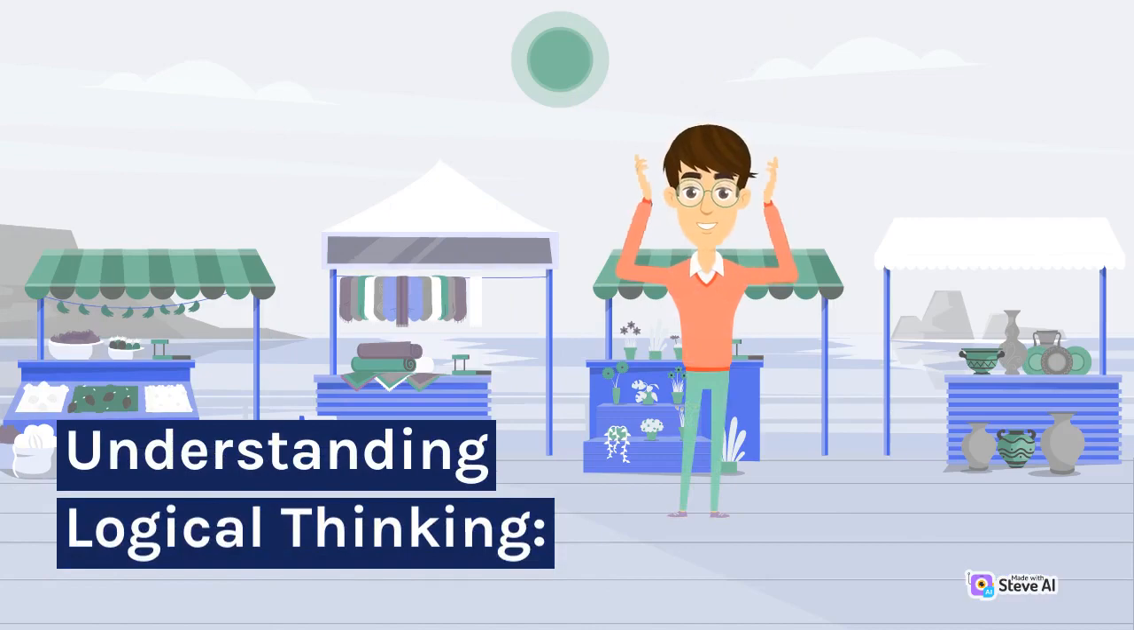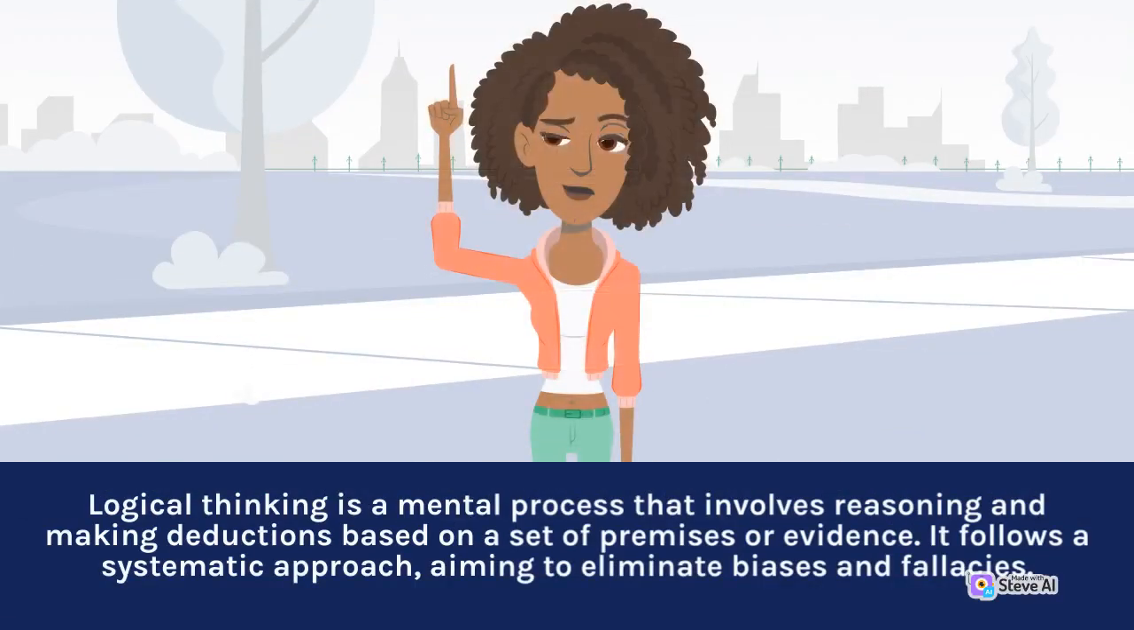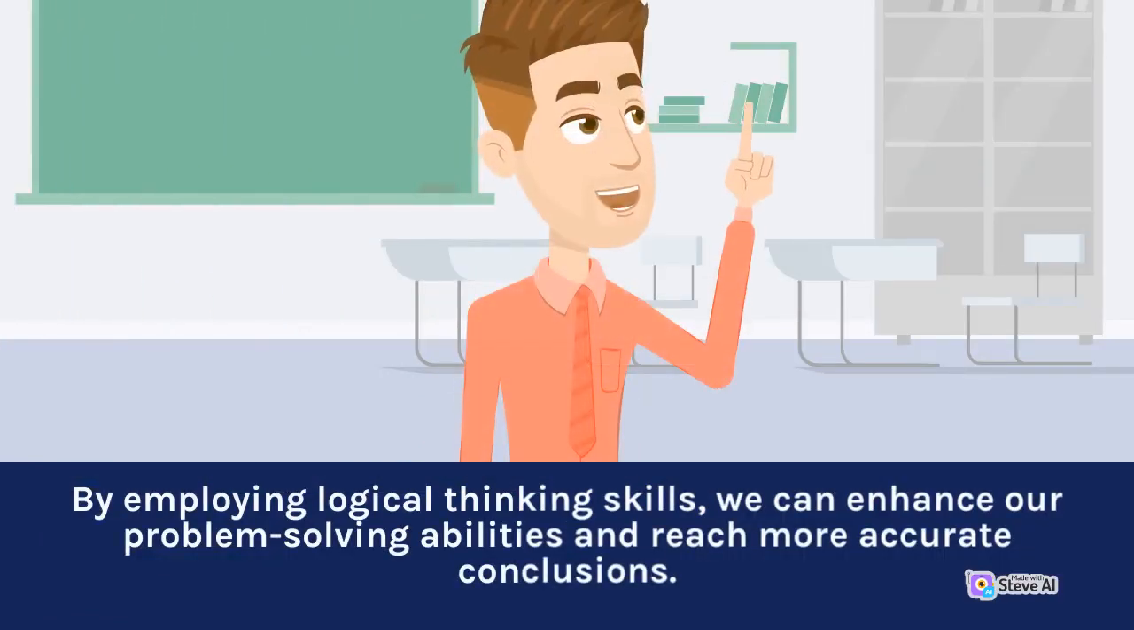Understanding logical thinking. Logical thinking is a mental process that involves reasoning and making deductions based on a set of premises or evidence. It follows a systematic approach, aiming to eliminate biases and fallacies. By employing logical thinking skills, we can enhance our problem-solving abilities and reach more accurate conclusions.